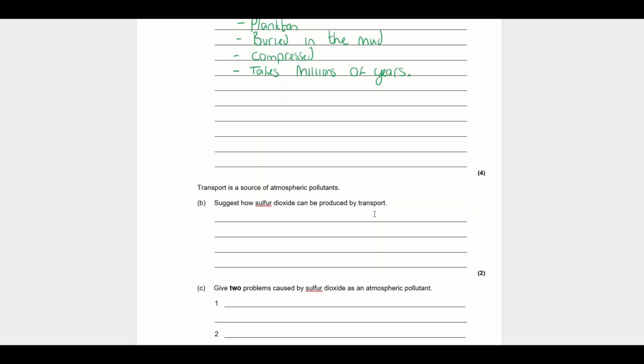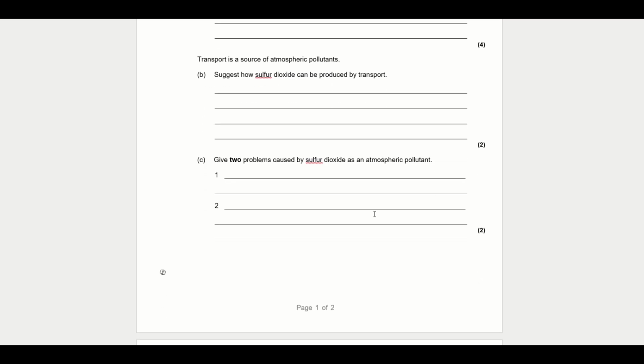So second one, part B, it says transport is a source of atmospheric pollutants. Suggest how sulfur dioxide can be produced. So in our fuels like petrol, diesel, sulfur impurities are present in fuels, and we can't really do that much about that. We've tried to minimise that by using low sulfur diesel and low sulfur fuels, but you still get them.